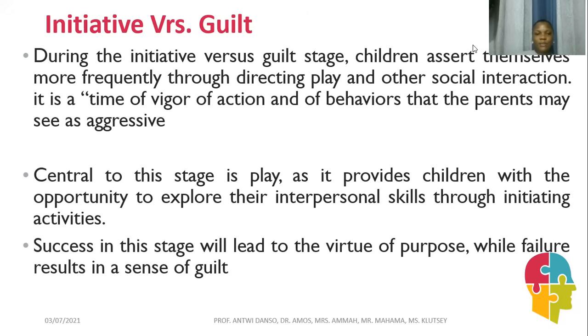Now let's look at initiative versus guilt. Initiative versus guilt. So this is about 3 years to about 5 or 6 years. Now during this stage, what children want to do is what? They want to interact and take initiative. They want to assert themselves. They want to engage more in play and other social interaction. It is a time of vigor of action and behaviors that the parents see as aggressive.